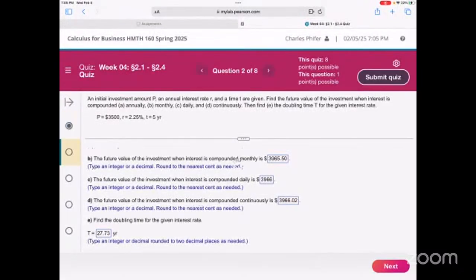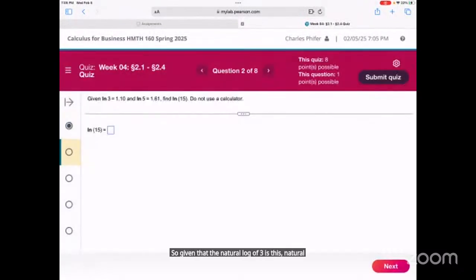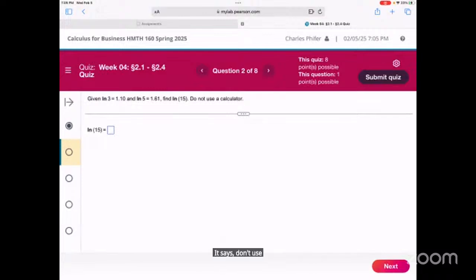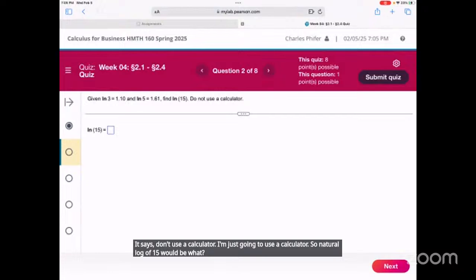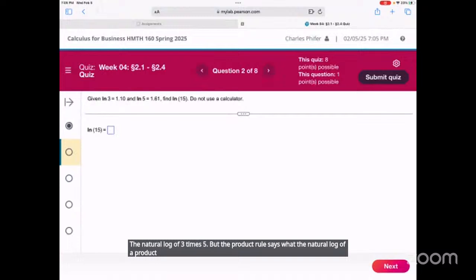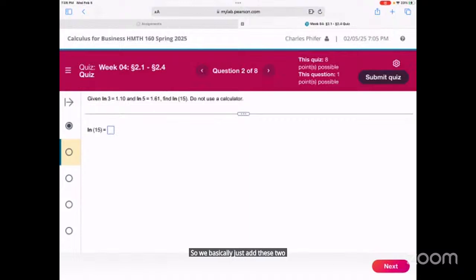So given that the natural log of 3 is this, natural log of 5 is this, find the natural log of 15. It says don't use a calculator. I'm just going to use a calculator. So natural log of 15 would be what? The natural log of 3 times 5. But the product rule says the log of the product is the same as the sum of the logs. So we basically just add these two together. We don't need the calculator. So we're just adding these two results together.